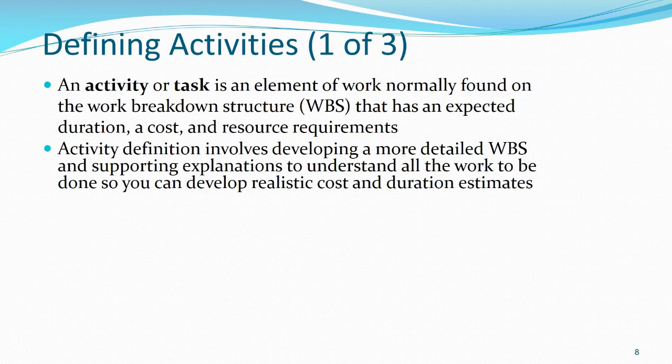So where we're starting for this, an activity or a task means that we are breaking something down on a work breakdown structure. We talked about WBSs in a previous chapter. So an activity or task, as the definition states, is an element of work normally found in the work breakdown structure that has an expected duration, a cost, and resource requirements. Generally speaking, an activity or task is one element on your WBS. So when you get into activity definition, you're going to be breaking down your WBS into more and more granular layers so that we can get cost estimates, so that we can really figure out what each step or process in our project is going to cost.